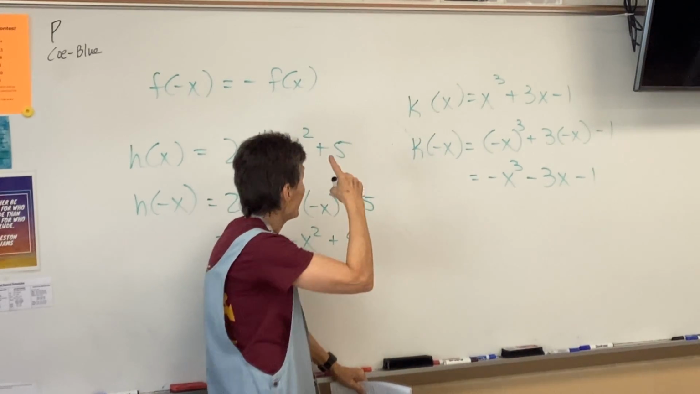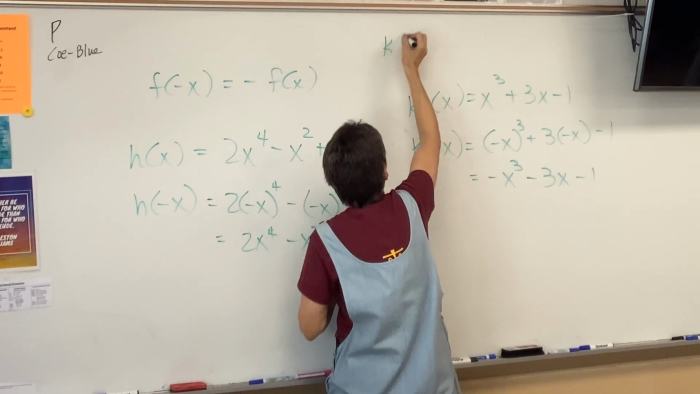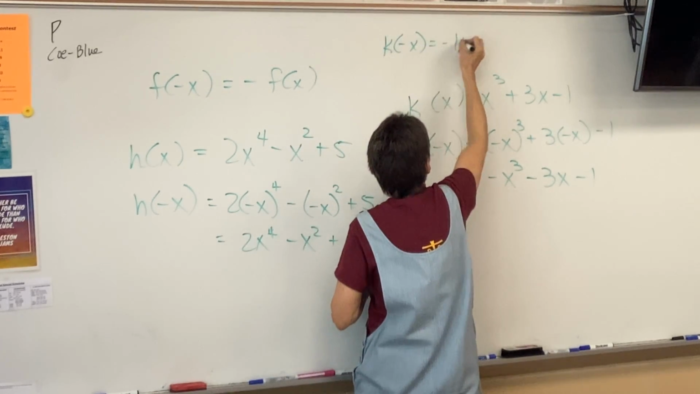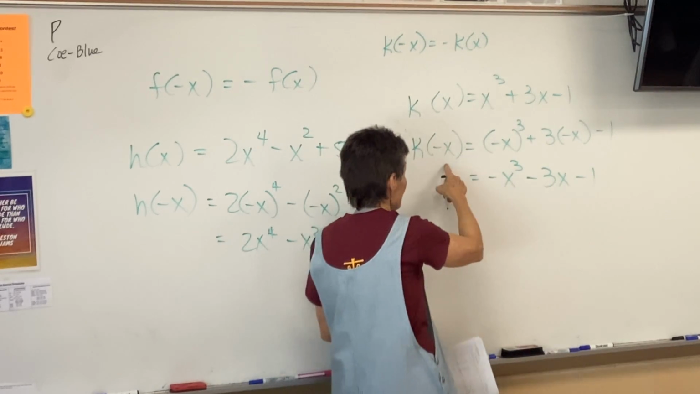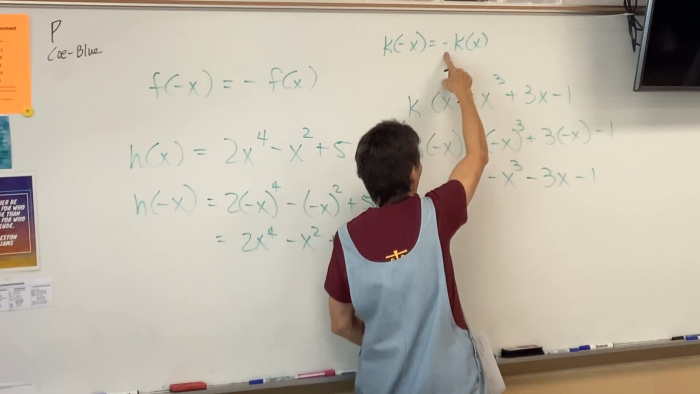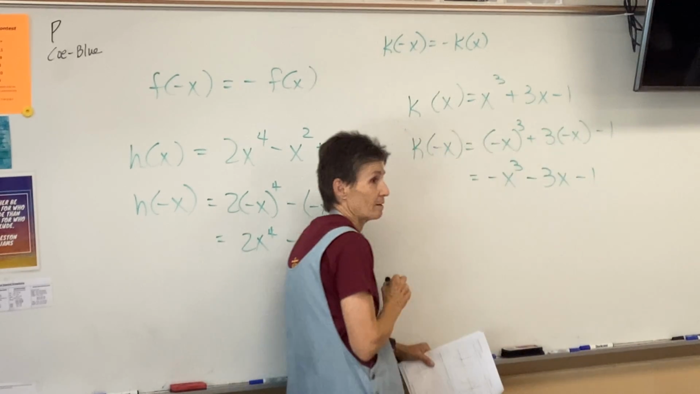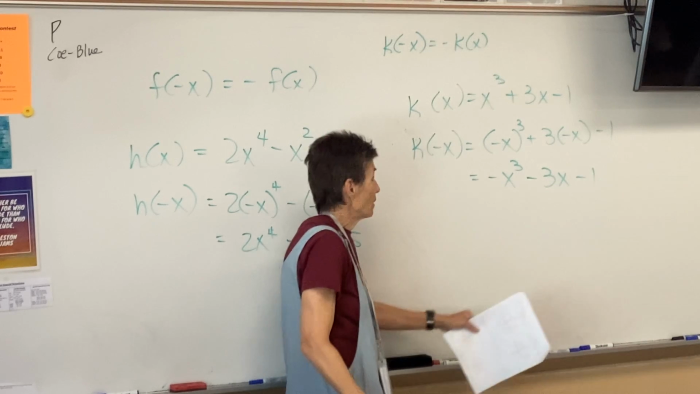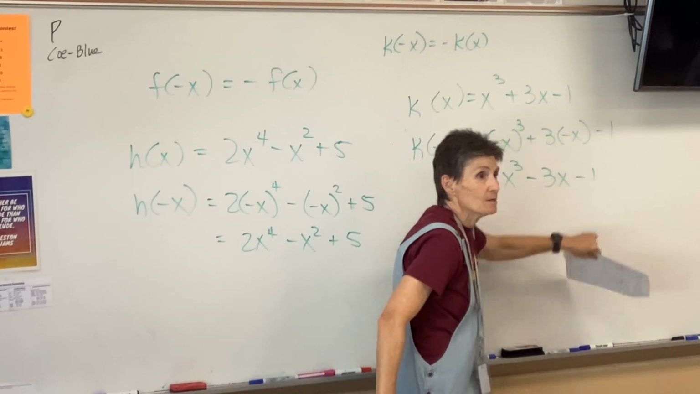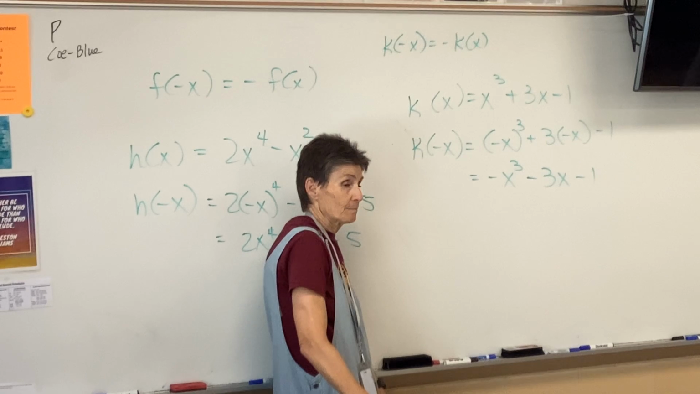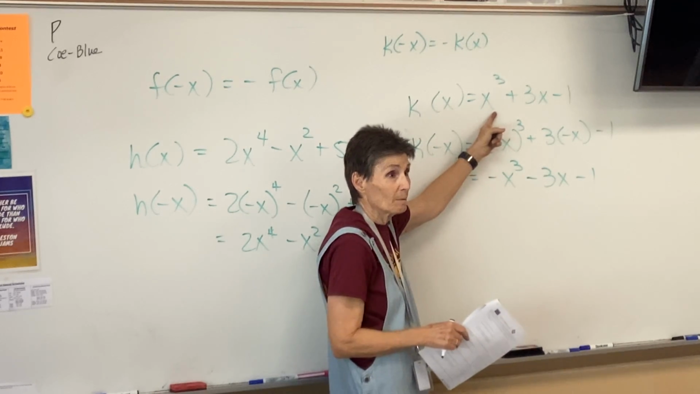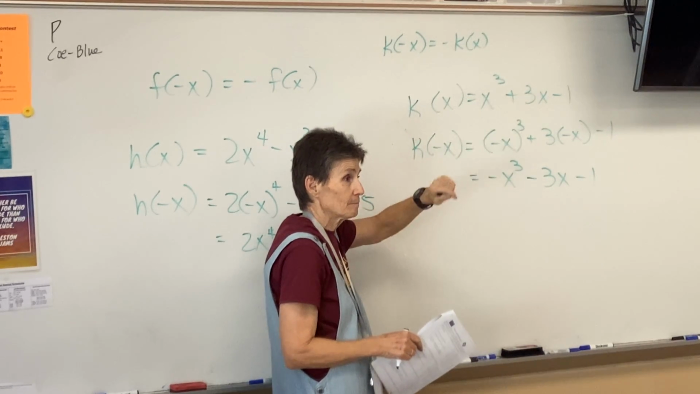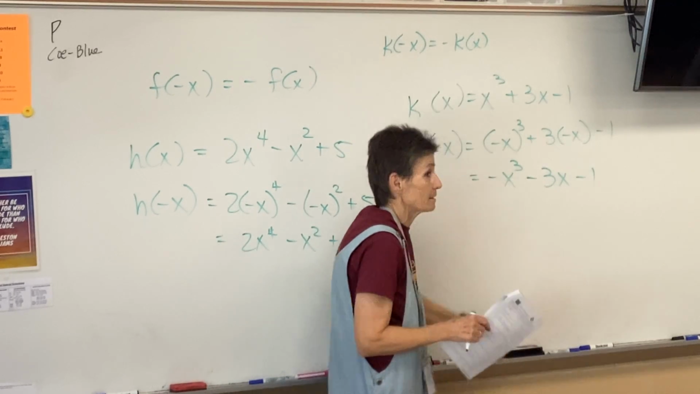Now, if it's odd, I erased it, but if it's odd, this is what has to happen. When you plug in -x, you have to get the opposite of what you started with. Did I? No, that messes it up right there, doesn't it? So this one is neither. It's not even or odd. Because remember, if it's even, when I plug in my negative, I get my original problem back. That didn't happen. But I also didn't get the opposite.